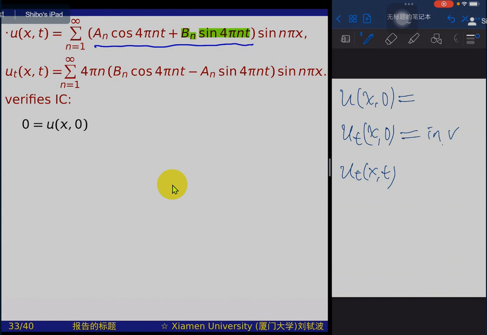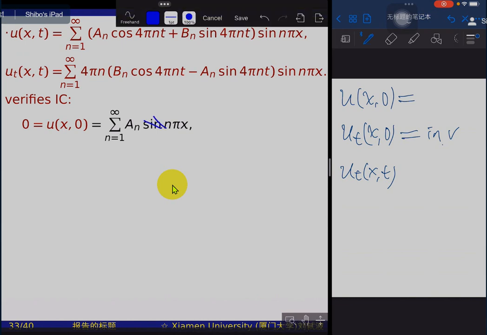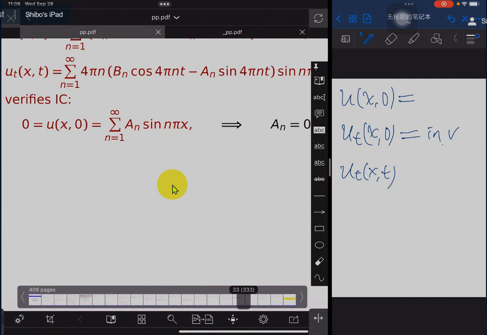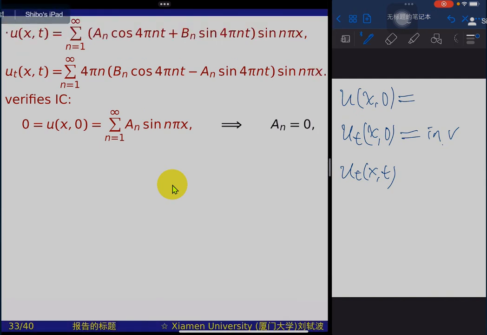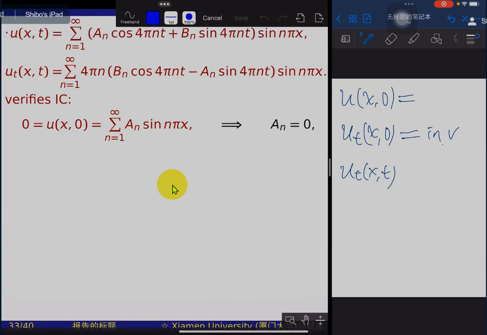So we only have a_n. I should have cosine, sorry. This is cosine, this is a misprint. This is cosine 4 pi n t. Sorry, I make a mistake. Right, I didn't make any mistake. Sorry, because when t equals 0, this is 1.